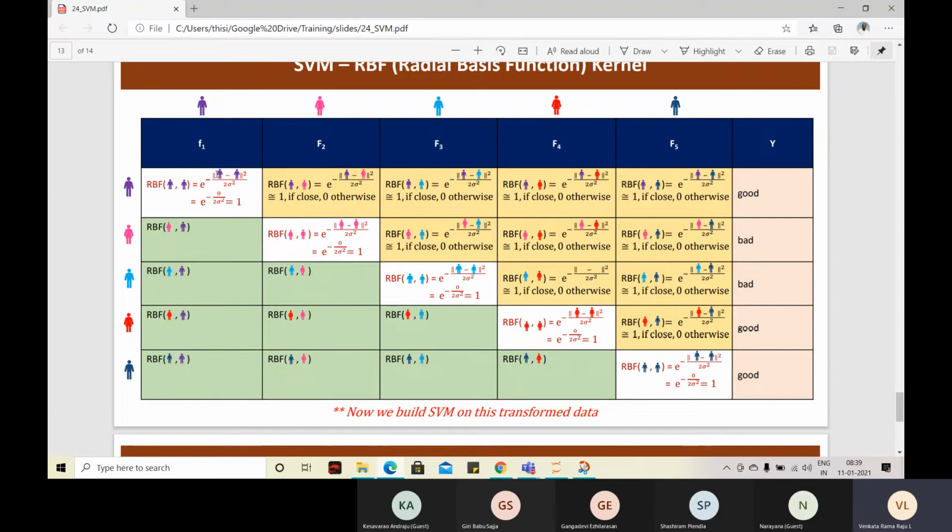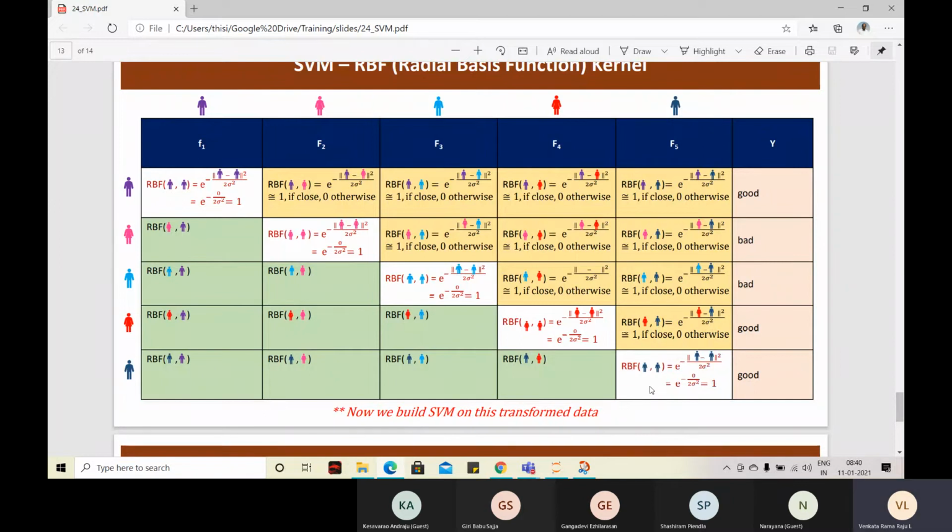It is 0. Same person and same person, if you calculate Euclidean distance, it is 0. 0 square divided by 2 sigma square is 0. E power 0 is 1. Okay, so between the person and the same person, it is producing 1. That means when two records are very close, you will get a number that is close to 1.